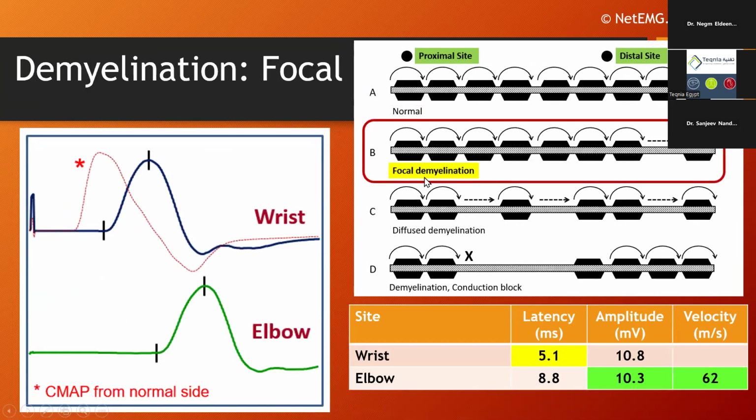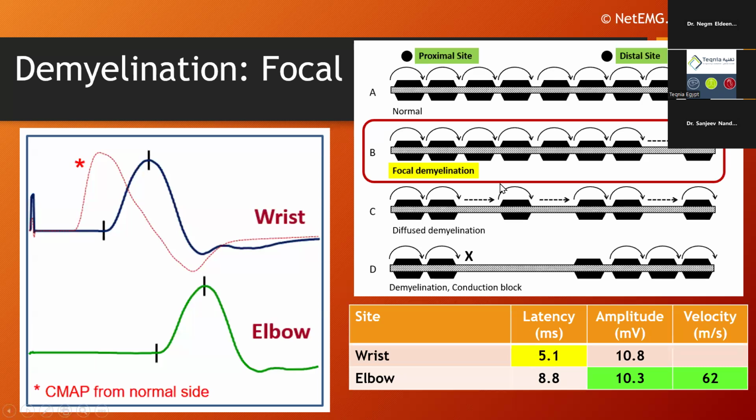Now let's look at a focal demyelination. Notice this is where I have demyelination. So when I stimulate distally over here, I have to go through this demyelinating area that slows down the action potential when stimulated distally, as you can see by the blue response over here. This is going to increase the latency. It is 5.1 milliseconds and abnormal.